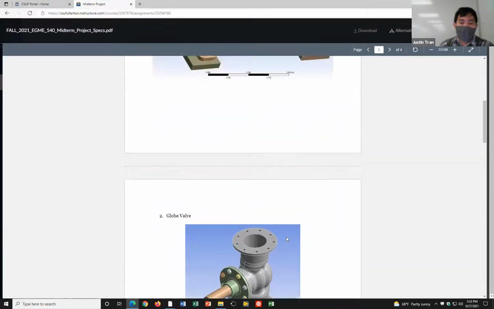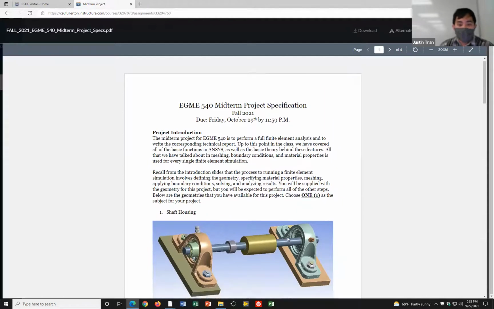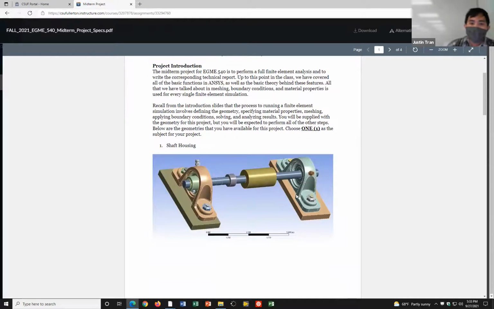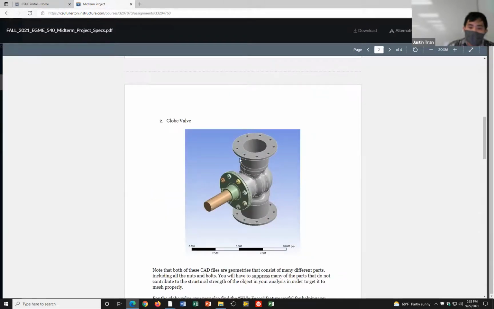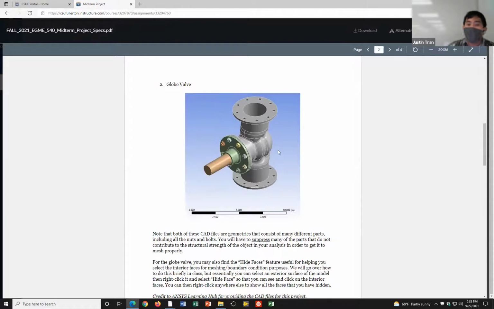I'm giving you some options. You'll notice that there are 2 geometries here that I've given you. One is for this shaft housing here. We have this cylindrical shaft that's the main piece of this part, and then there are some attachments to it, and it's fixed in place by these bearings on the right side. That's one of the projects, and the other possible geometry is a globe valve. This is the CAD geometry of a globe valve.